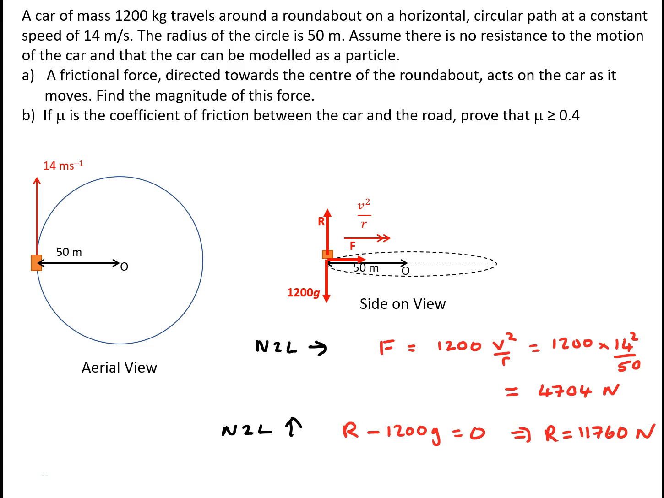For the motion to be possible, as described, the frictional force must be less than or equal to its maximum possible value. In other words, we must have the frictional force less than or equal to mu times R, which means that 4,704 must be less than or equal to mu times 11,760, and dividing by 11,760 gives me the required result that mu must be greater than or equal to 0.4.